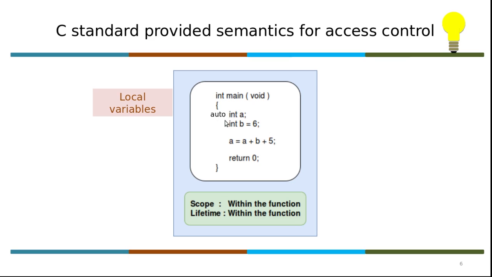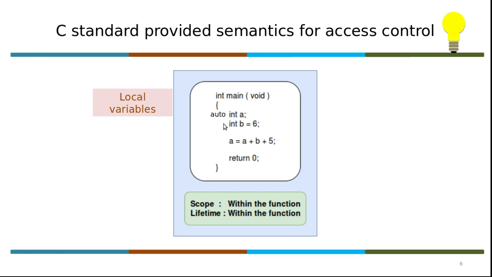And along with the scope, the storage class specifier also indicates the lifetime of the variable, the longevity of the variable: when it will be born, when it will die. In this case, the lifetime is within a function. That means when a function is invoked, when main is invoked, only then these values get initialized, and the moment main exits, these values will not be valid. So this is the first storage class specifier we will be seeing.